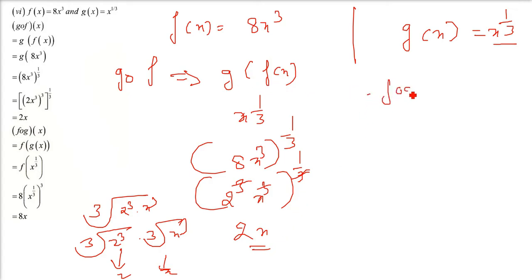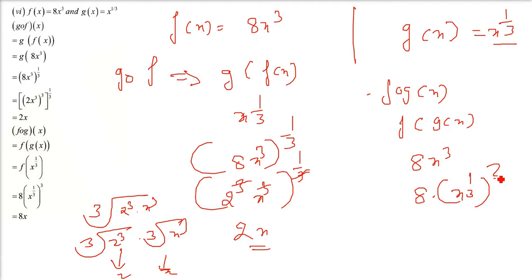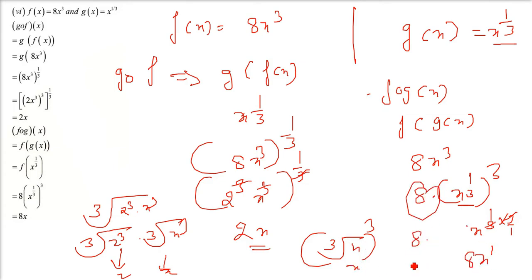Now coming to fog. So what do you get in fog? f of gx. This gx, x to the power 1 by 3, has to be replaced in 8x to the power 3. So this is 8 into x to the power 1 by 3 to the power 3. x to the power 1 by 3 can be written as the third root of x, and that is to the power 3. Actually 1 by 3 into 3 will be cancelled. So it will be only x to the power 1. You get 8, which is 2 cube, into x. This is going to be your final answer.